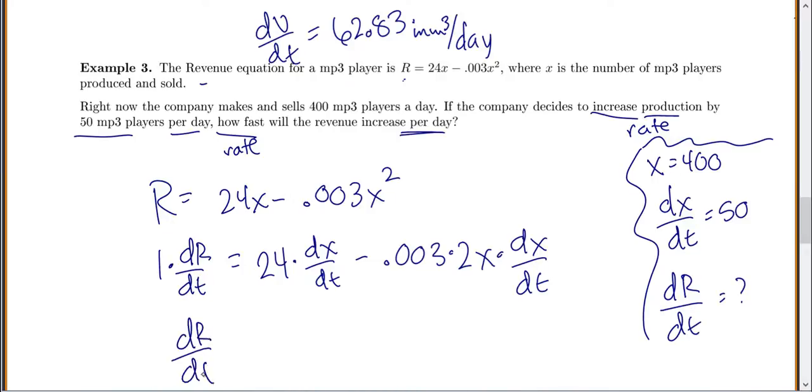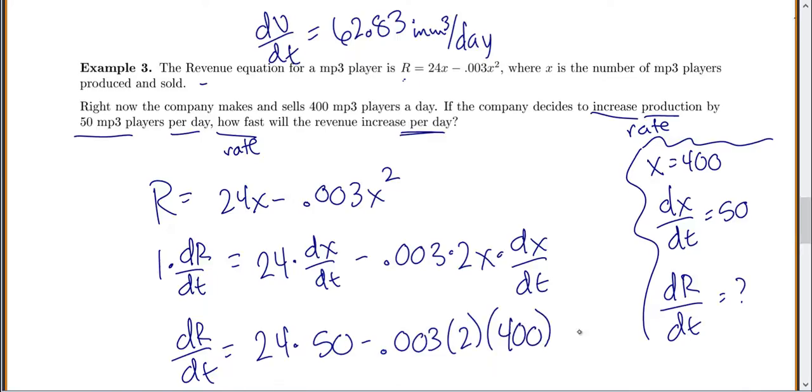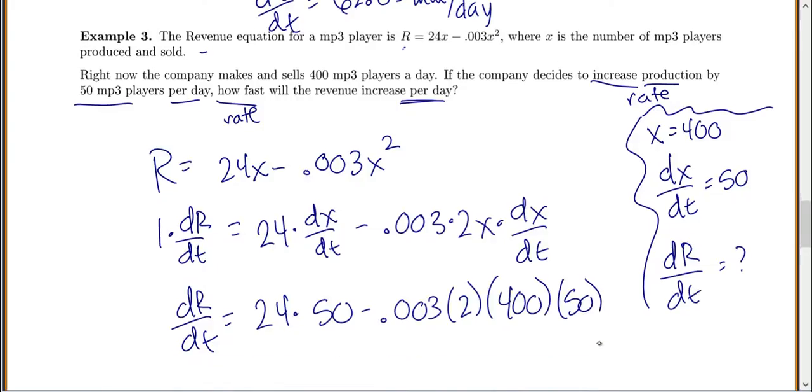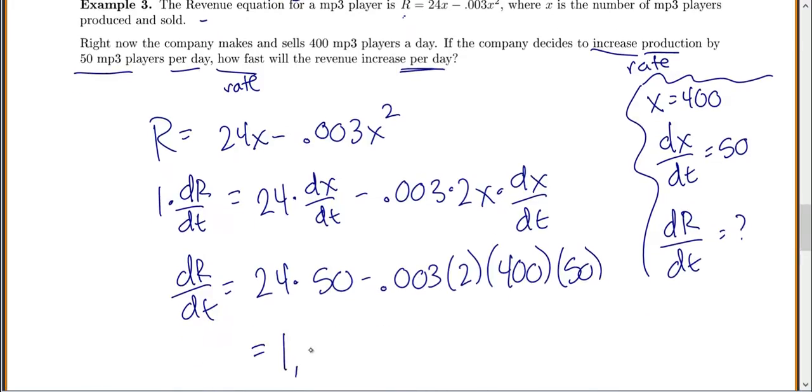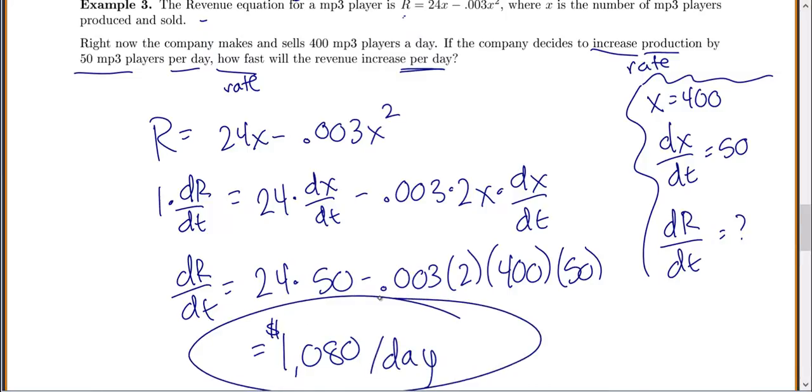dR/dt equals 24 times dx/dt, which is 50, minus 0.003 times 2 times x, which is 400, times dx/dt, which is 50. And I put this in my calculator earlier, and I got 1,080. So based on these results, we get $1,080 is how much the revenue will increase per day.